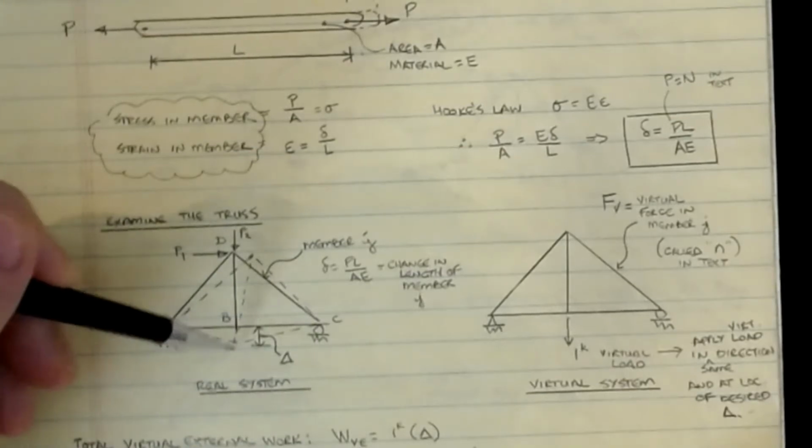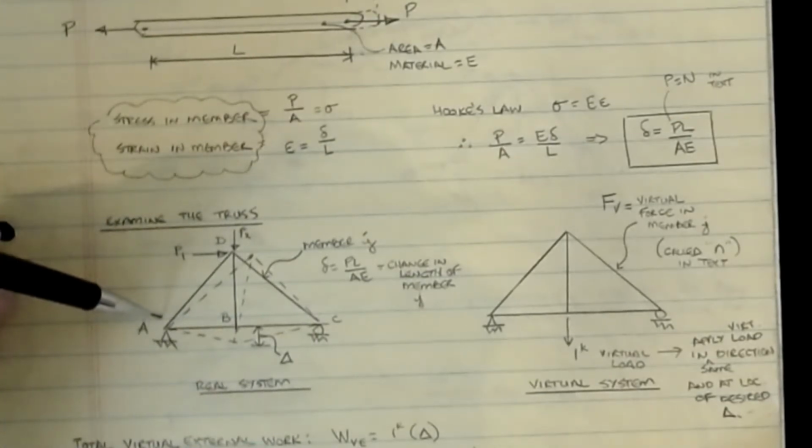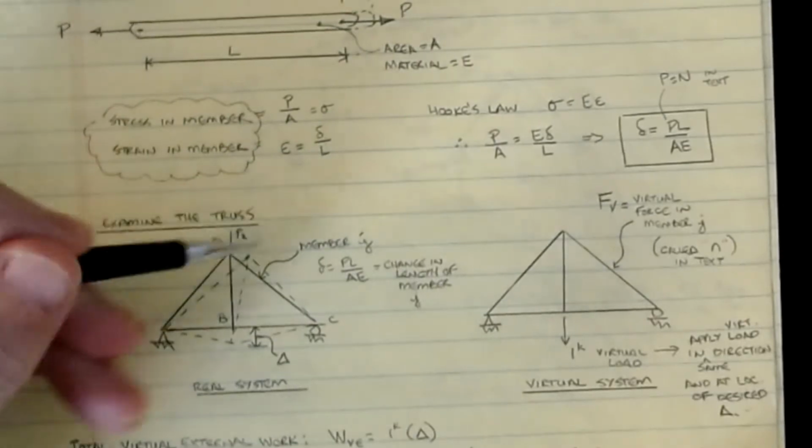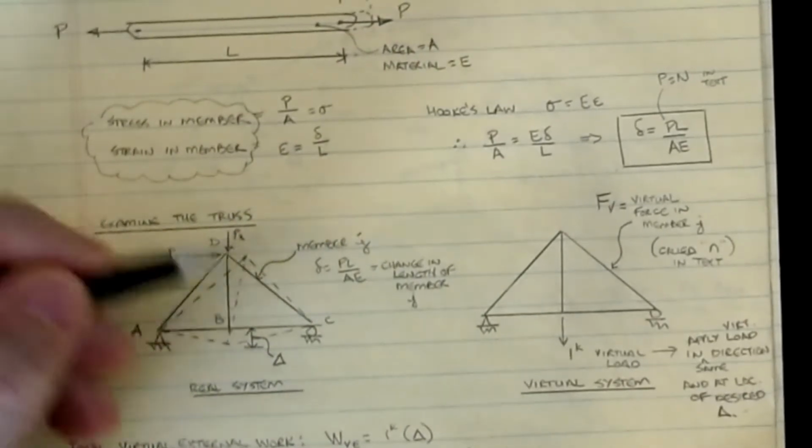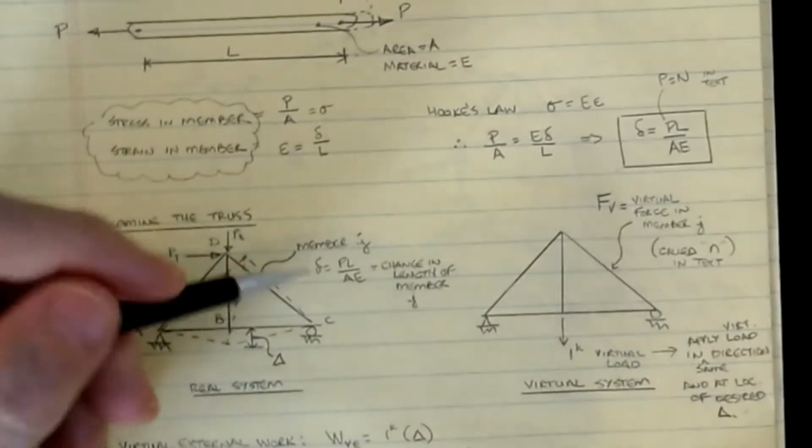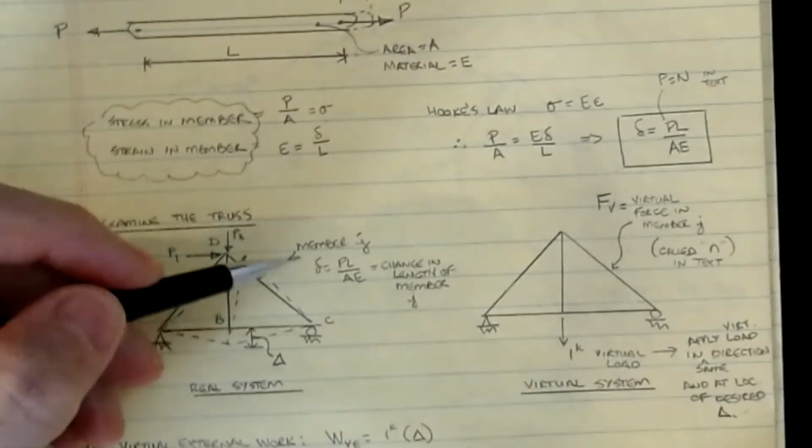B can move down and over a little bit. A doesn't go anywhere because of the boundary conditions. All right, and so we're going to look at just taking one member out of this system. We're going to call that member J. Okay, and so the deflection in this member then is going to be PL over AE.